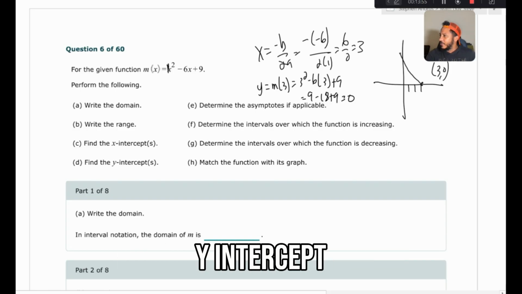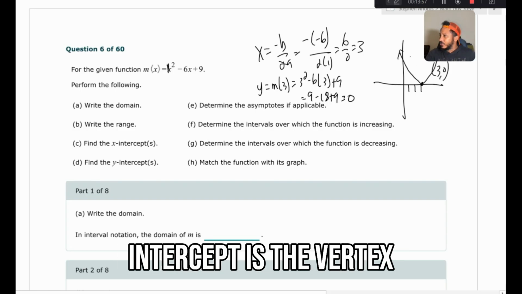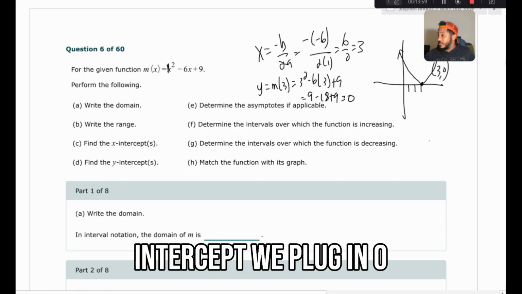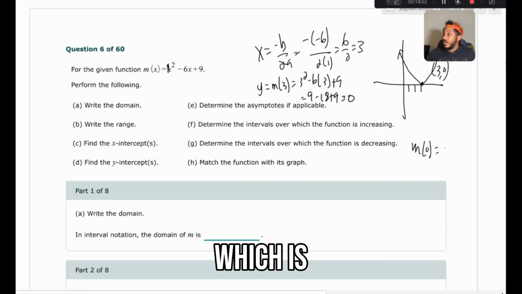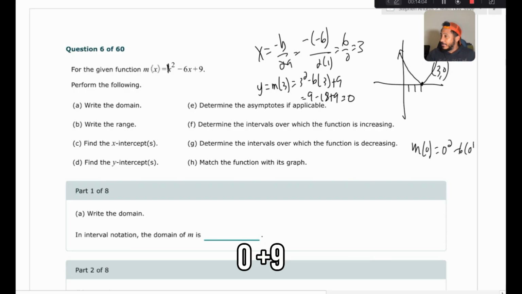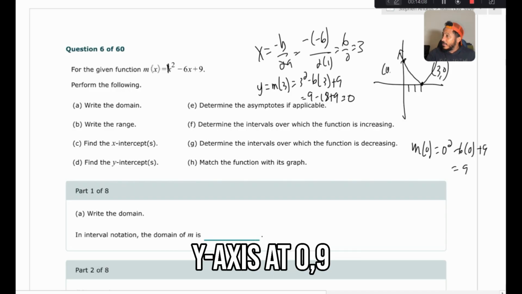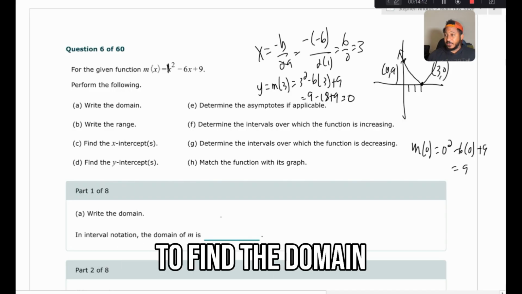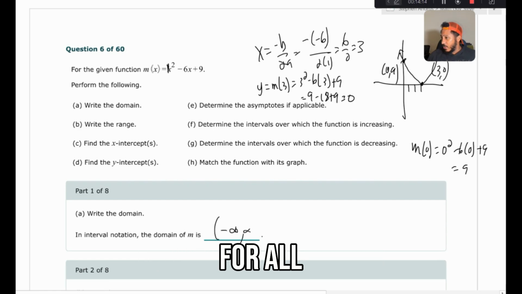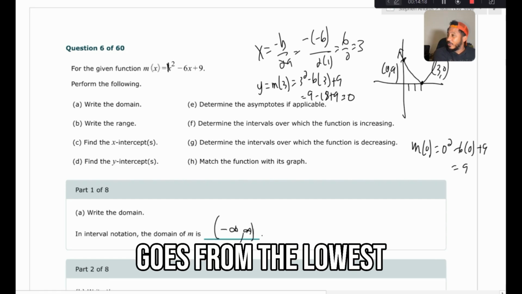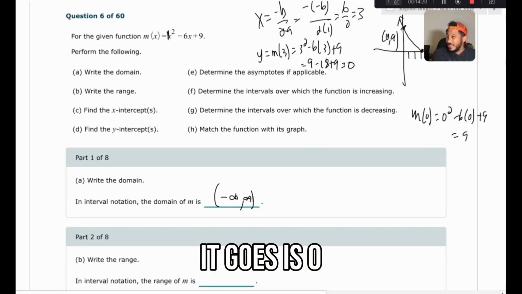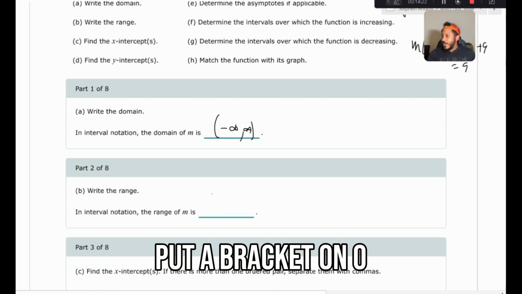Now to find a y-intercept, we see our x-intercept is the vertex this time. To find the y-intercept, we plug in 0, right? So M of 0, which is 0 squared minus 6 times 0 plus 9, so 9. So it crosses the y-axis at 0, 9. So that helps us to answer the questions, right? To find the domain, it's all real numbers for all quadratics. But the range here goes from, the lowest it goes is 0, right? So 0 to infinity. Put a bracket on 0.